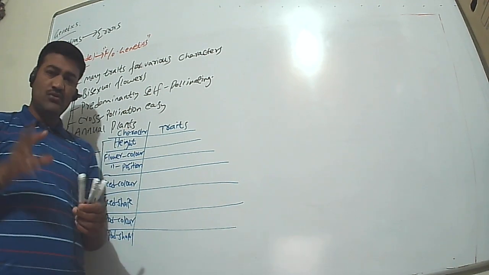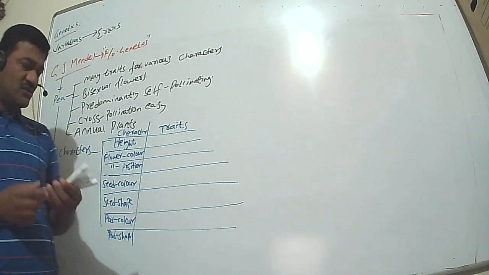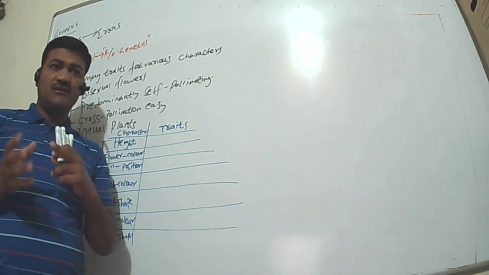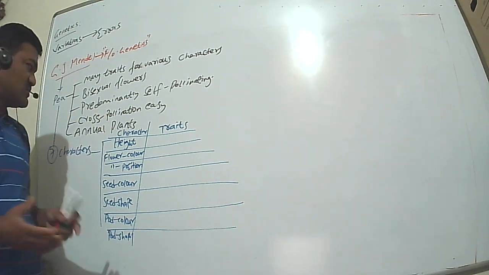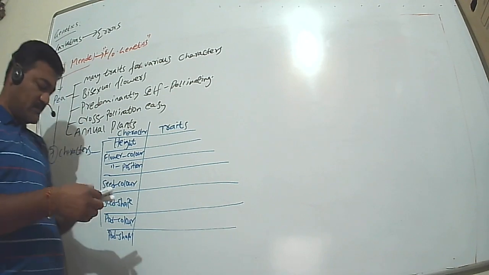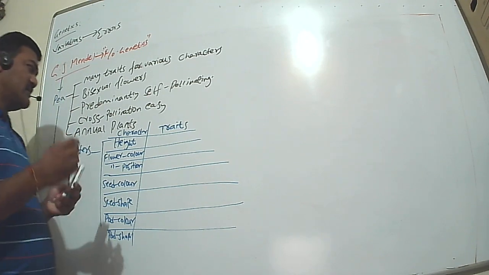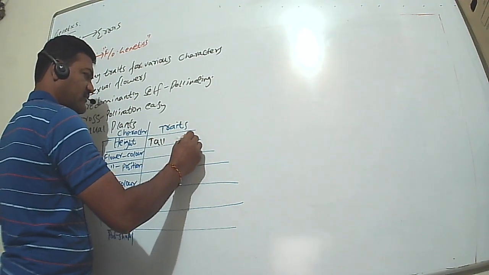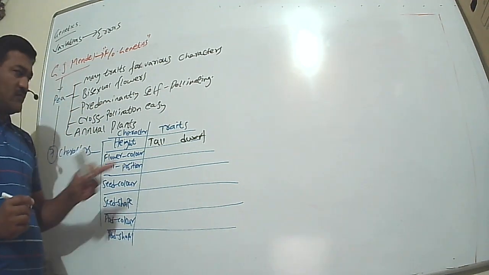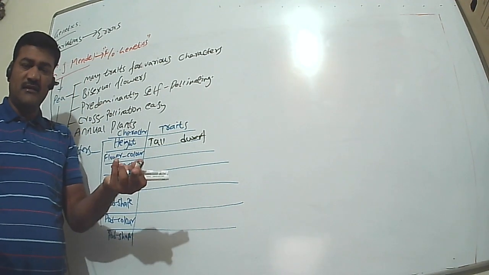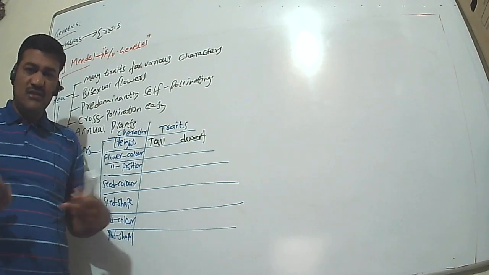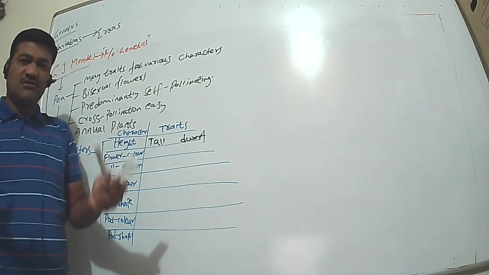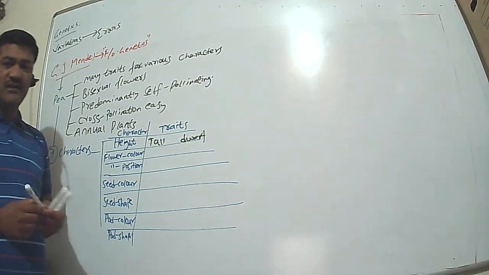And every character has two contrasting forms, two contrasting expressions. Those are called as traits. Traits are the contrasting forms or expressions of a particular character. For example, when I say height, it can either be tall trait or dwarf trait. The height can be expressed as either being tall or being dwarf. These two contrasting, meaning opposite, expressions of a particular character are called as traits.